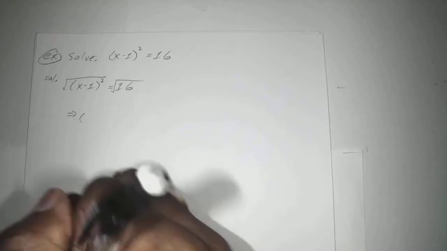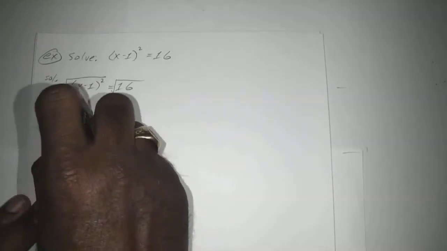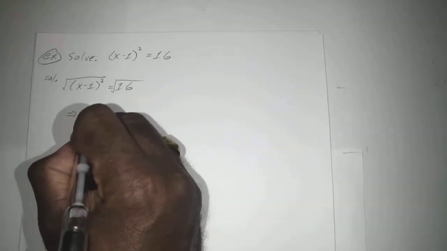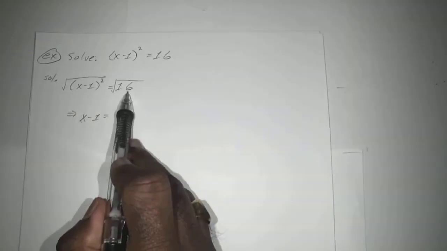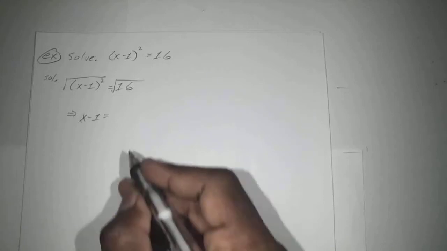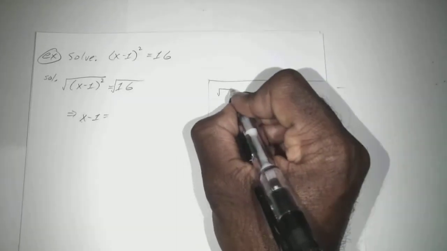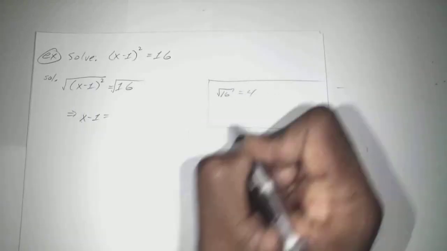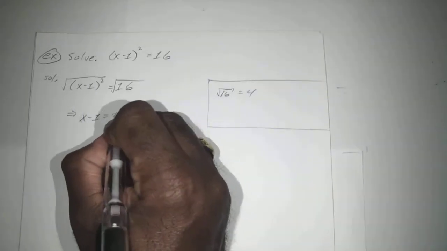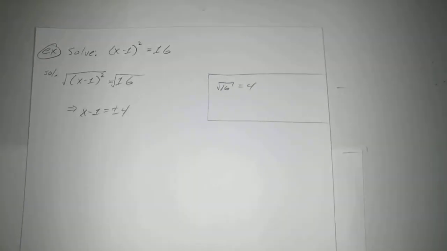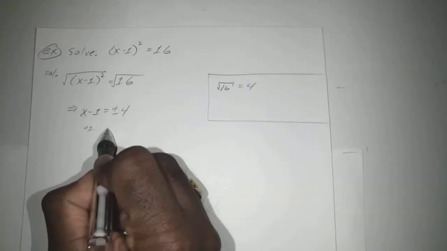Okay, so the square and the square root will cancel each other out, so you're just left with, don't really need the parentheses, x minus 1 equals square root of 16, so it's plus or minus square root of 16. Okay, so we know the square root of 16 is just 4. So in this case, it would just be plus or minus 4. And then we add 1 to both sides.